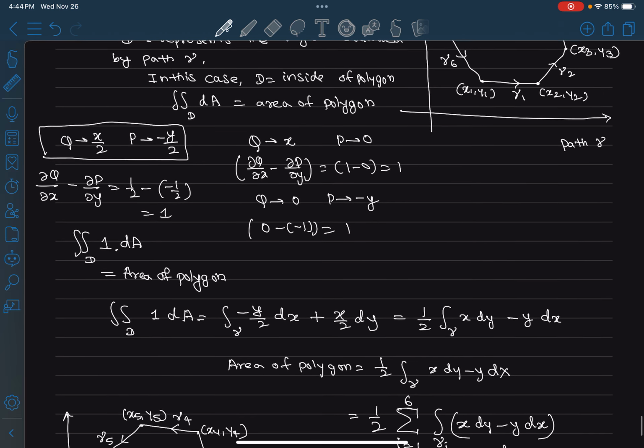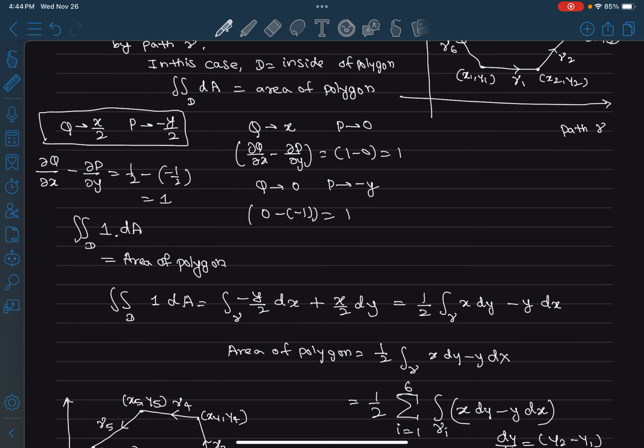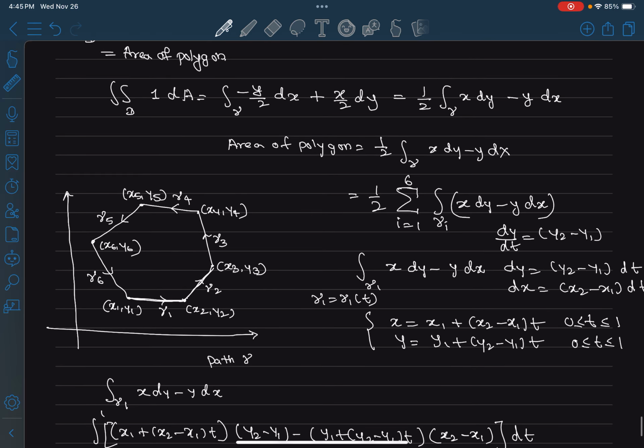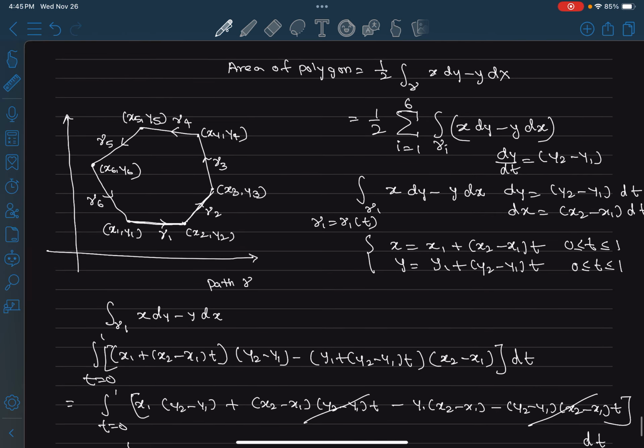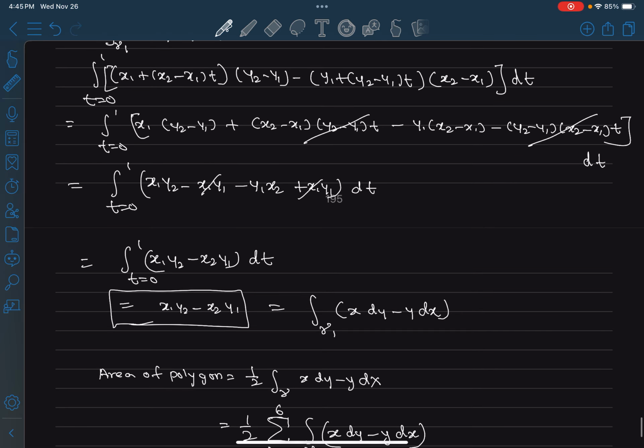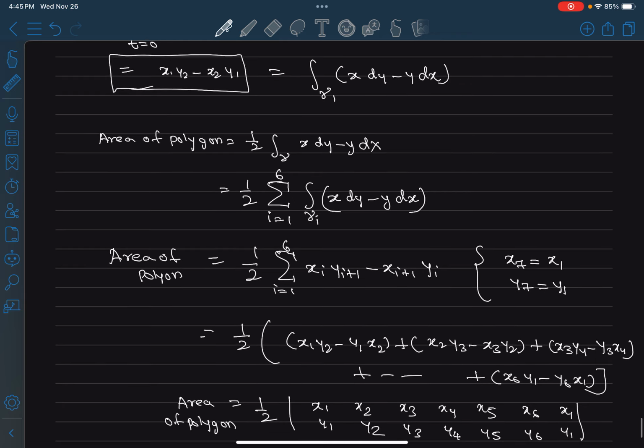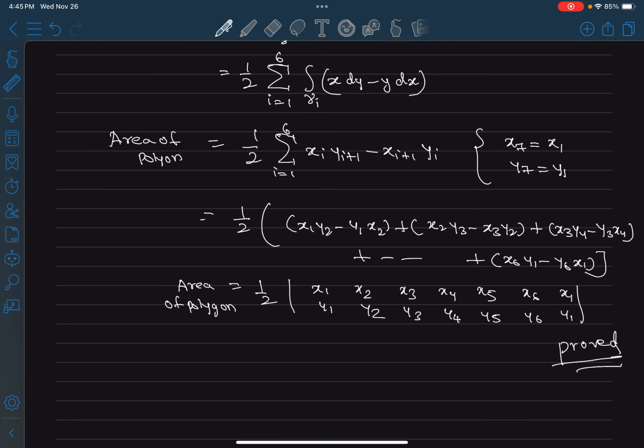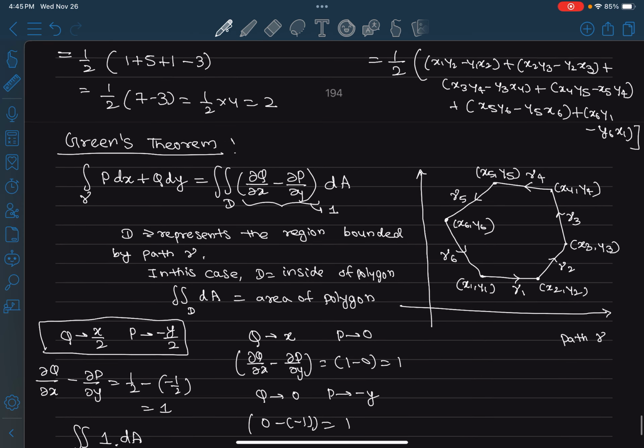And then you can easily do the path integral by first parameterizing in terms of t using the straight line equations, and then just doing the integral, which will give you the well-known Shoelace formula. That's all, and it's pretty beautiful. There are other derivations too, but this one is pretty beautiful in the sense that it gives us an application of Green's theorem somewhere we may not even think of. And I found this beautiful.